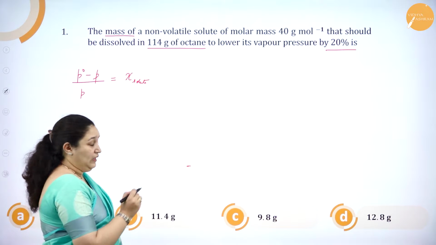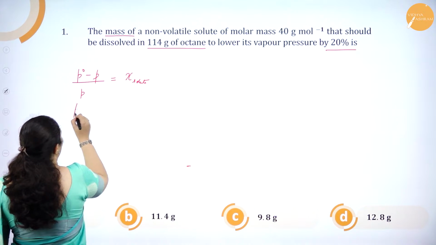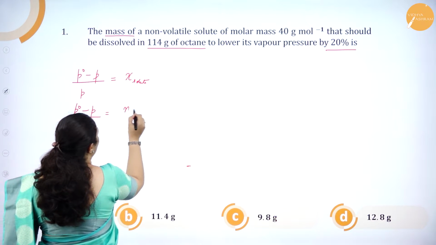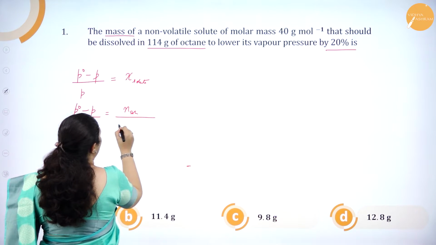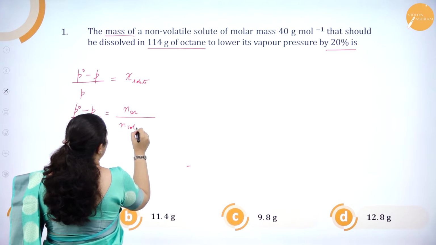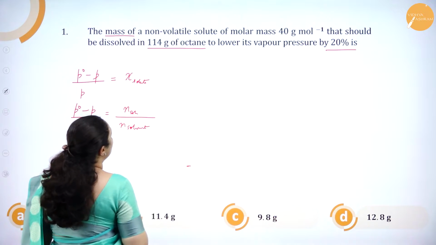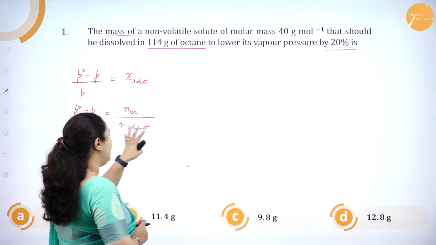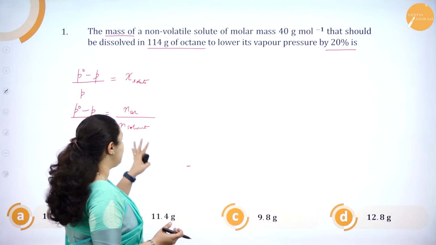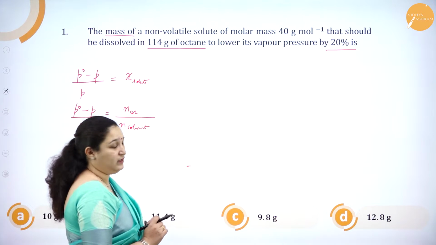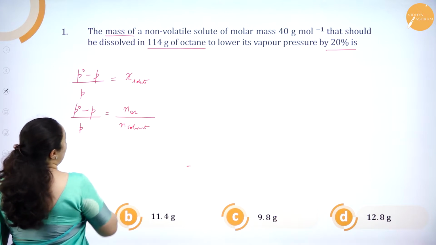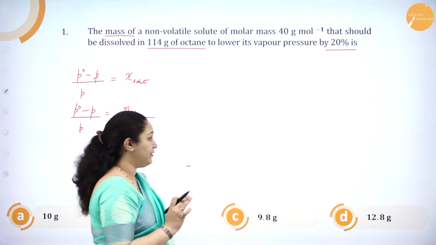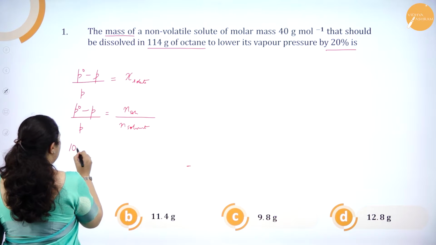Correct? Now what we have to do, mole fraction we have to write. Mole fraction is number of moles of solute by number of moles of solvent or solution I shall take. Okay, here compared to solvent, solution we can neglect, that is why we are writing only the solvent here. Next, what is P naught? See, as it is given in 20%, I'll take P naught as 100.